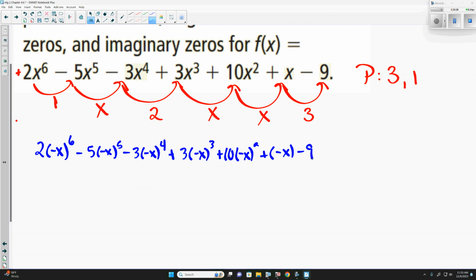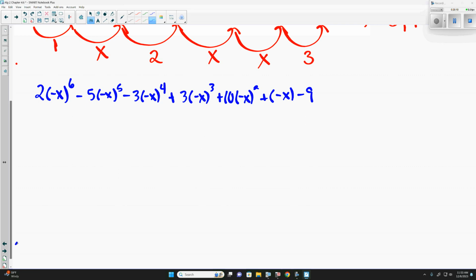And when we simplify these, really, all we're going to do is look at the power. If the power is an even number, the sign stays the same. If the power is an odd power, the sign changes. So our first one, 2 times negative x to the 6. The 6 power is even, so it's just going to stay 2x to the 6. Our next one is an odd power, so it was negative, it's now going to be positive.